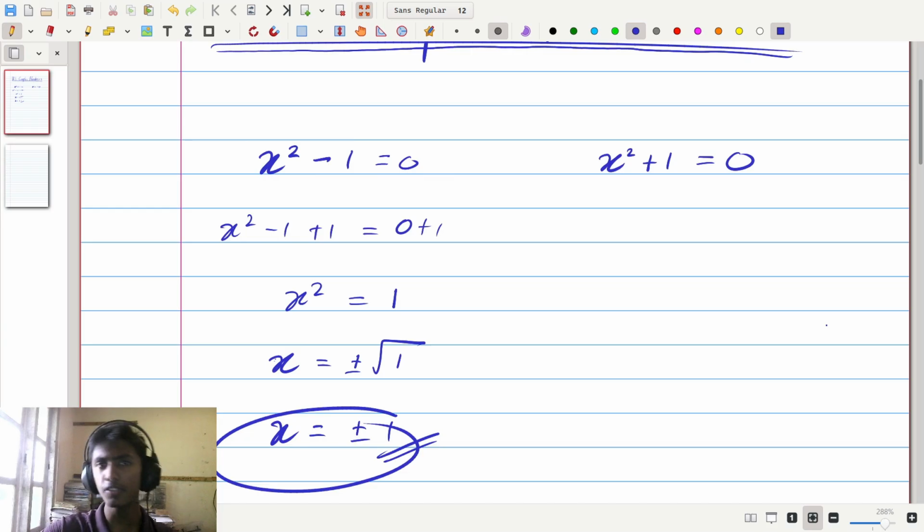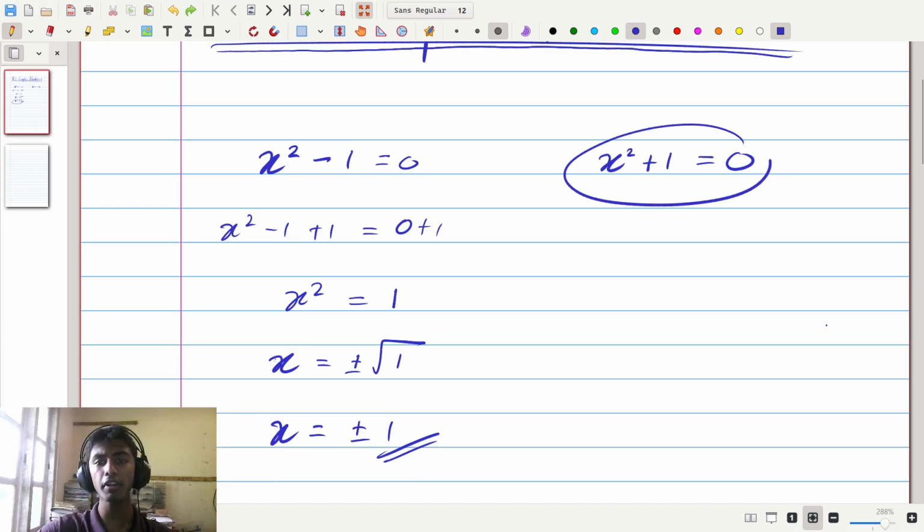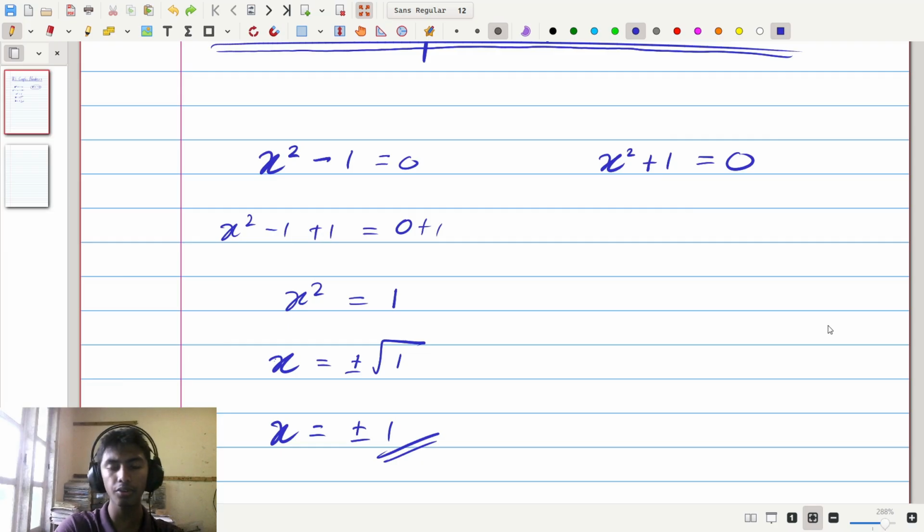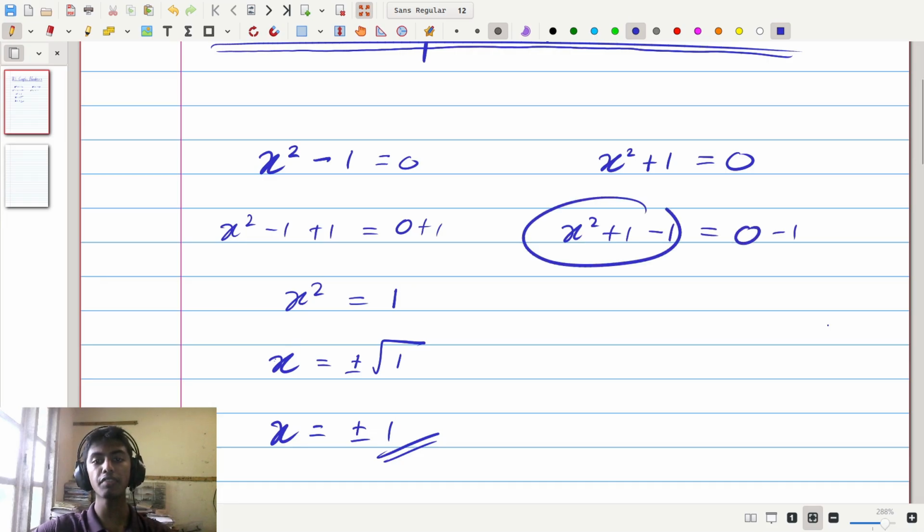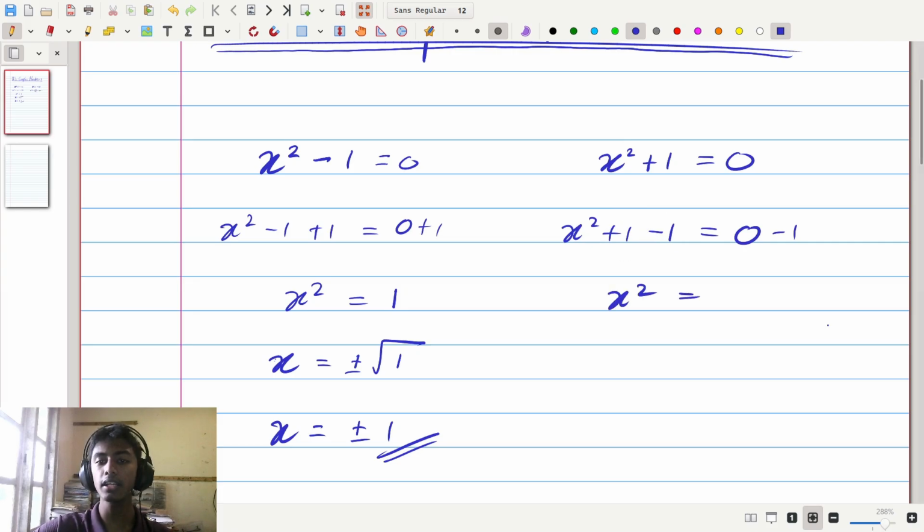Let's now take a look at this second equation. You might see it's pretty much the exact same thing, except instead of a minus sign, we have a plus sign here. In order to get x all on its own, in this particular case, we need to subtract 1 from both sides. So let's take x squared plus 1, and subtract 1 from the left hand side, and that would be equal to 0 subtract 1. On the left hand side, the plus 1 and the minus 1 cancel to give us just x squared. On the right side, 0 minus 1 is just minus 1. So we get x squared is equal to minus 1.